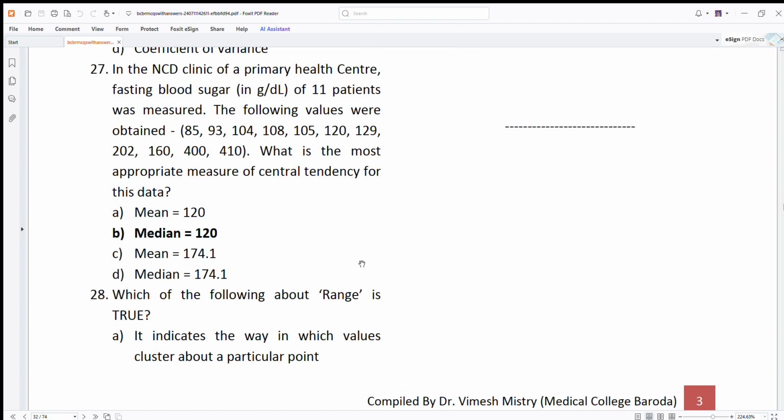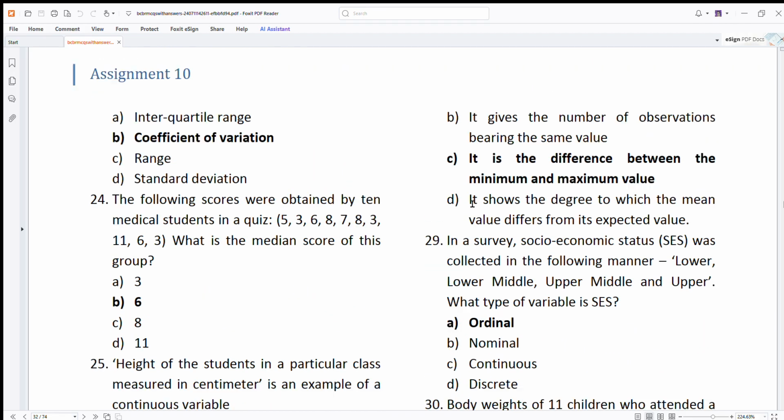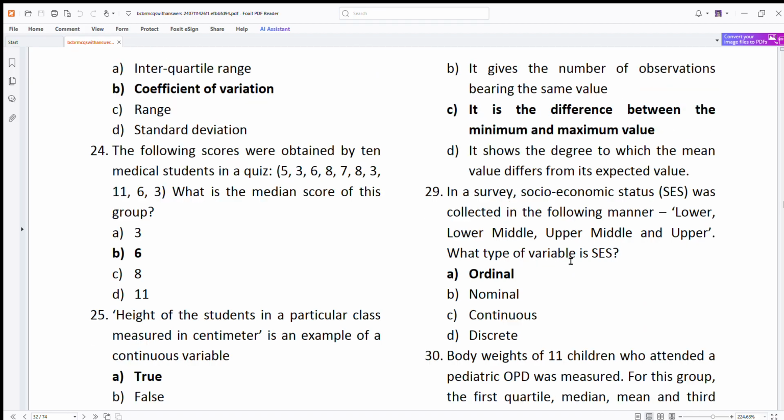Which of the following about range is true? It indicates the way in which values cluster about a center. No, it is a difference between minimum and maximum value. True. In a survey, responses are categorized in the following manner: lower, lower middle, upper. Ordinal, order. Again, there is an order.